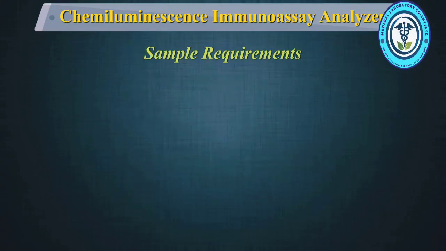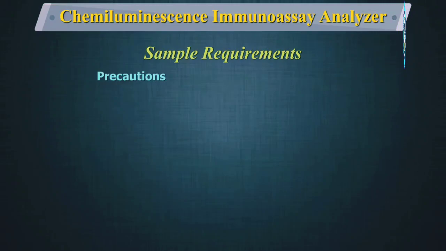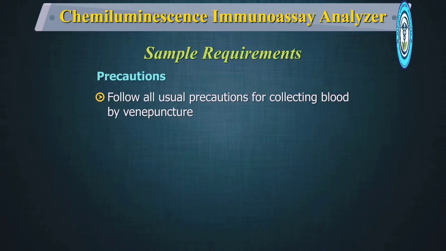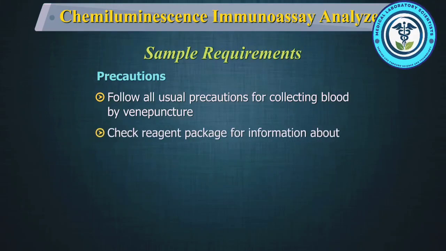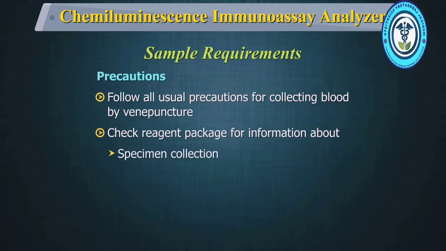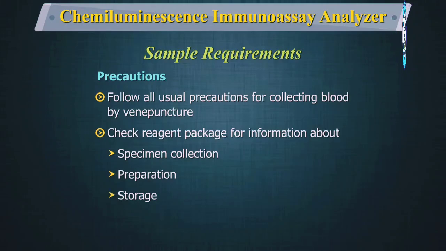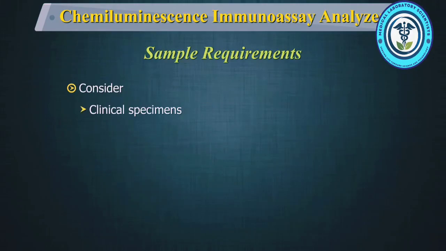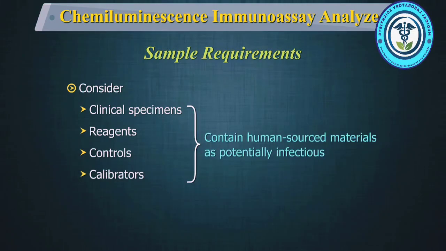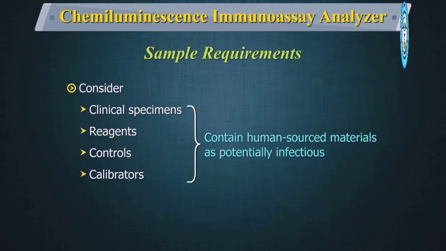Requirements for handling specimens. Follow all usual precautions for collecting blood by venipuncture to avoid specimen hemolysis. See the reagent package insert for detailed assay-specific information about specimen collection, preparation, and storage. Consider all clinical specimens, reagents, controls, and calibrators that contain human source materials as potentially infectious.